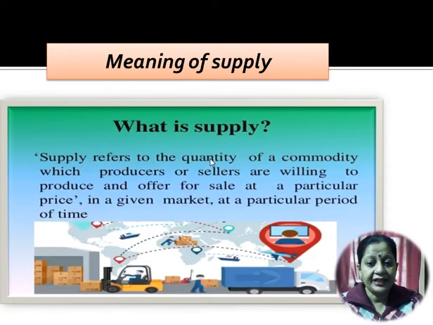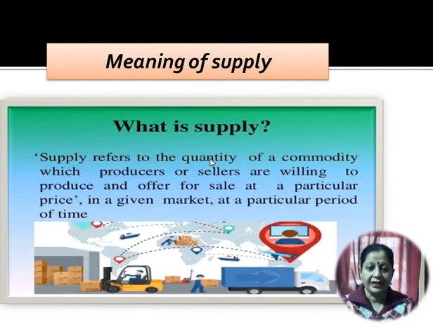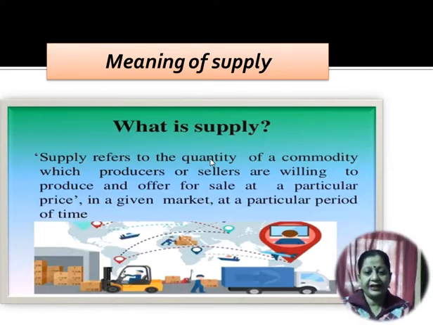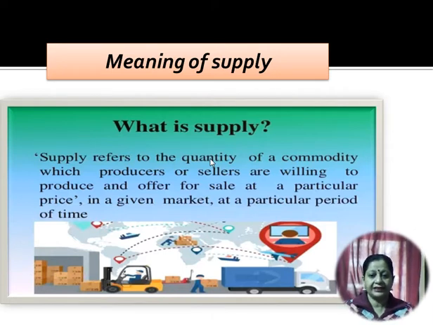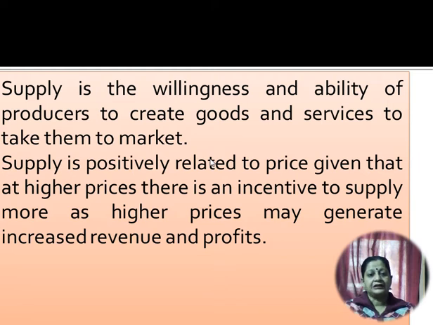Meaning of supply. Supply refers to the quantity of a commodity which producers or sellers are willing to produce and offer for sale at a particular price in a given market at a particular period of time. That means supply is where the producers or sellers are willing to produce the goods and are ready to sell the goods in a market at a particular price and at a particular period of time. So this is known as supply. Supply is the willingness and ability of producers to create goods and services to take them to market.